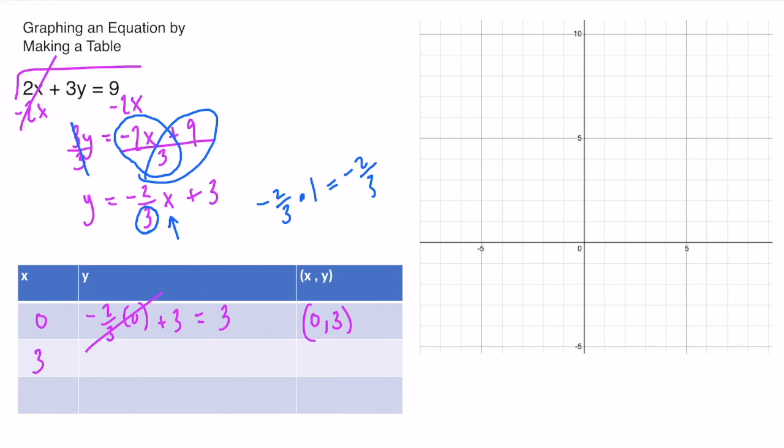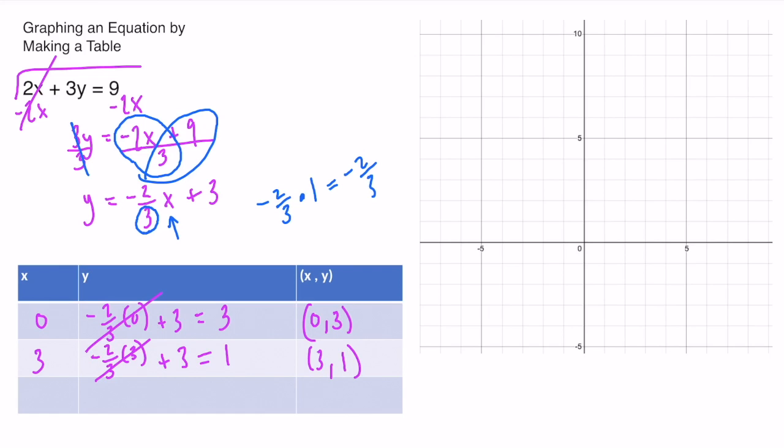I'll pick x is 3. So I get negative 2 over 3 times 3. So notice I'm dividing by 3 and then multiplying by 3, and that's going to cancel out. So that's just gone. So I have negative 2 plus 3, and that's just 1. So I have 3 for x, 1 for y.